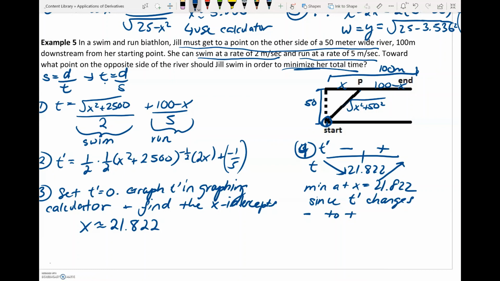Now the question is, at what point on the opposite side of the river should Jill swim? This is our x value. We want to know at what point, so that's the distance from the component of her start to the final point. So final sentence, she should swim 21.822 meters, because that was the unit given to us in the original question, downstream.